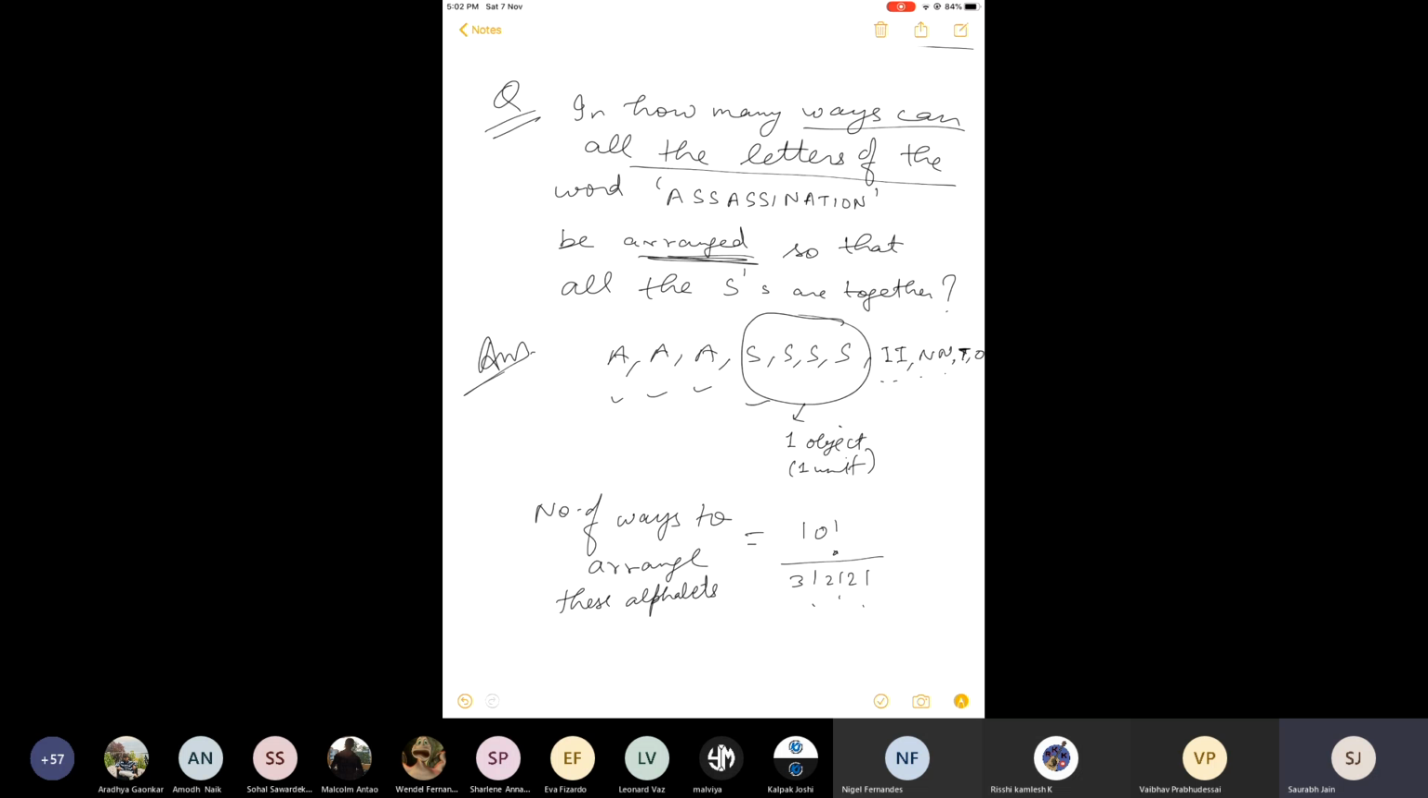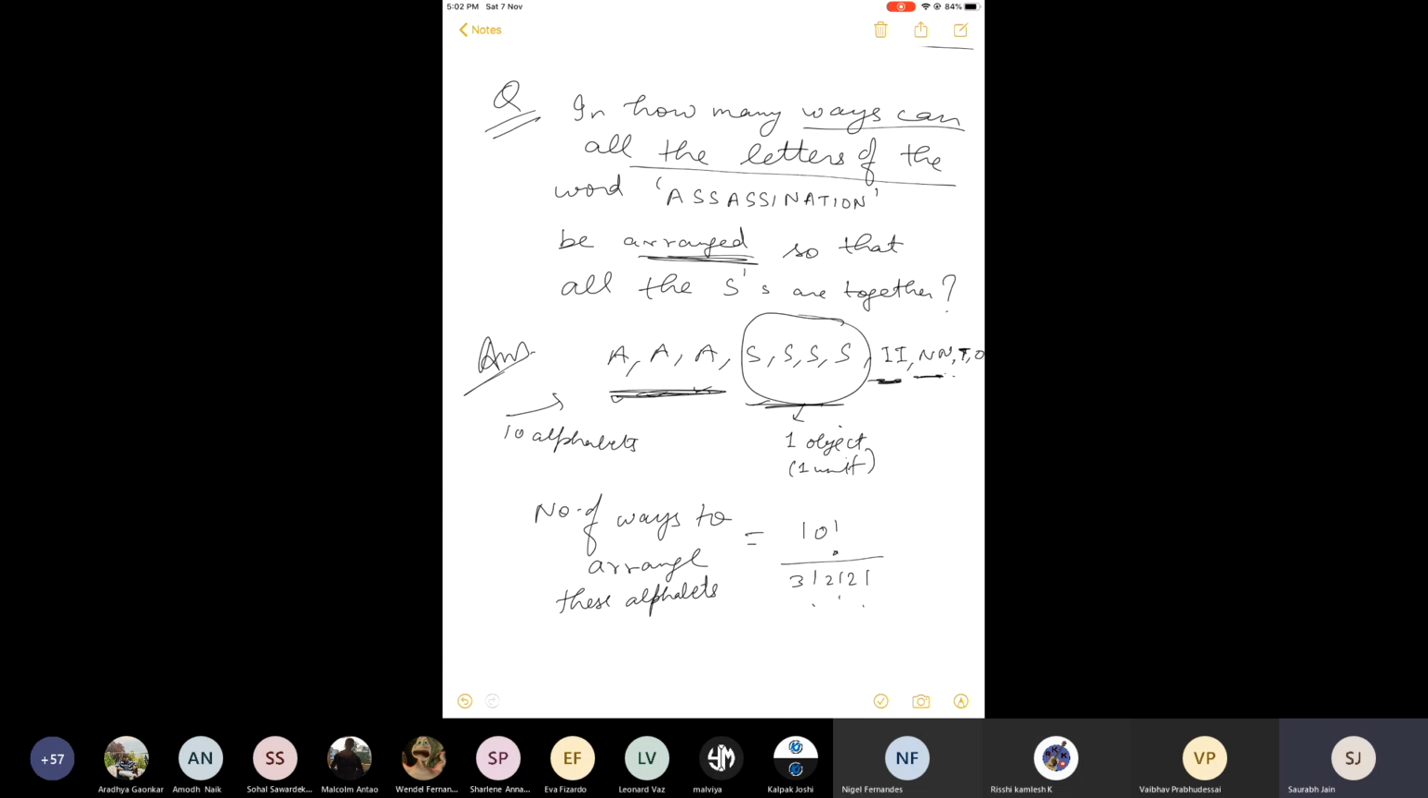Good. So basically, when we treat these 4 s's as a single object, so this whole circle is treated as one alphabet. As a result, now you can see that there are 10 alphabets present here. 4 s's are counted as one. So 3 a's, then this circle, 4, 5, 6, 7, 8, 9, 10. Out of these 10, 3 a's are similar, 2 i's are similar, and 2 n's are similar. That is why we have written this result.